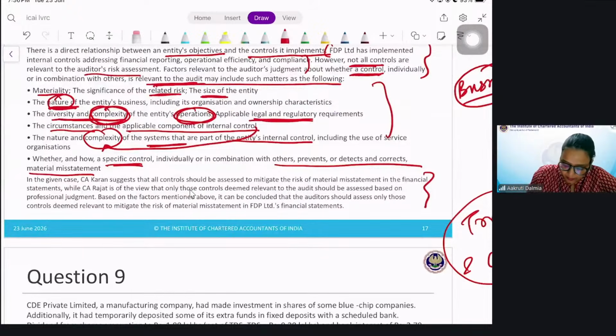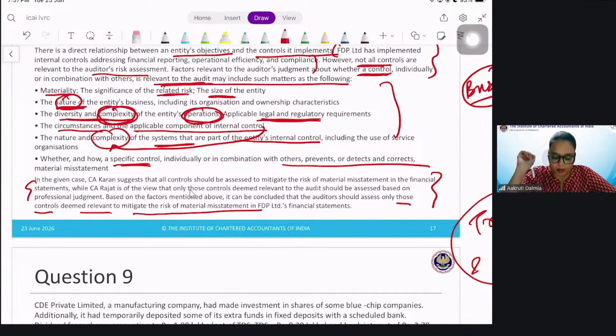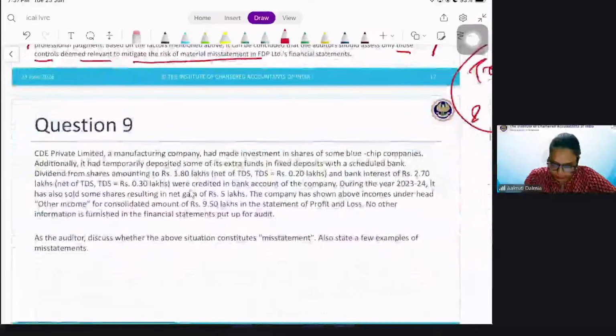In the given case, CA Karan suggests that all controls should be assessed to mitigate risk, while CA Rajat is saying only those controls deemed relevant. Based on the factors above, it can be concluded that auditors should assess only those controls that are deemed relevant to mitigate the risk of material misstatement. Completed. Next question.